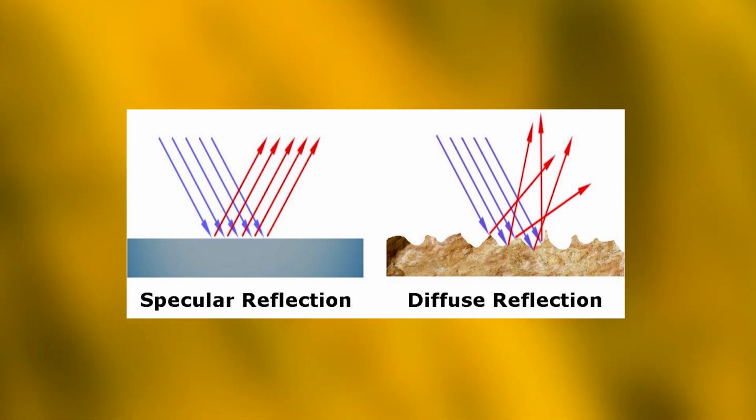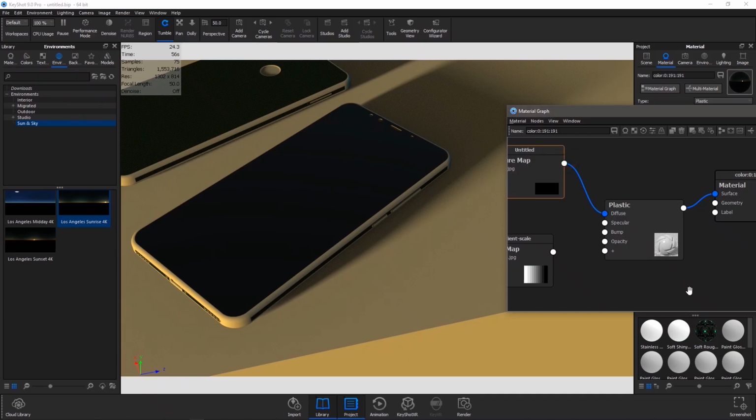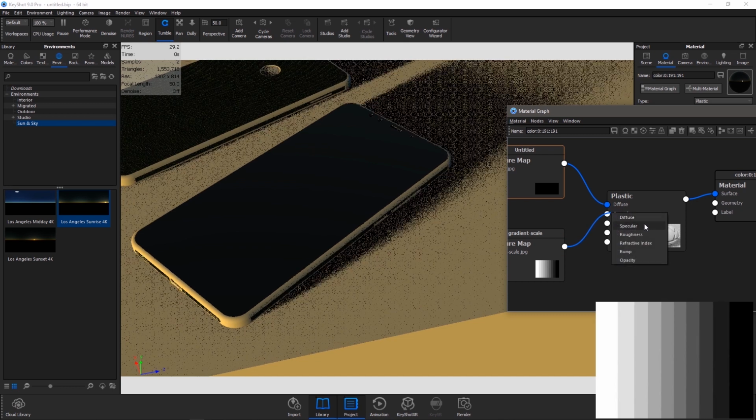Metals do not have diffuse color, so any color will be derived entirely from the specular color. The specular parameter will control the color and intensity of the specular light reflection on a material.